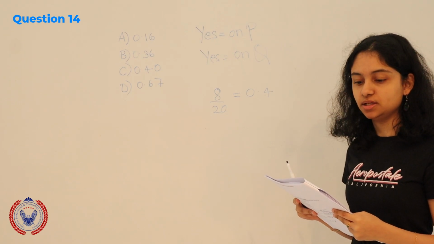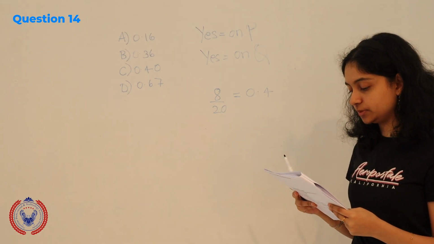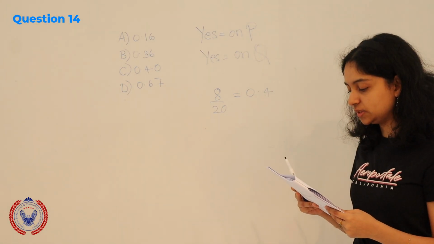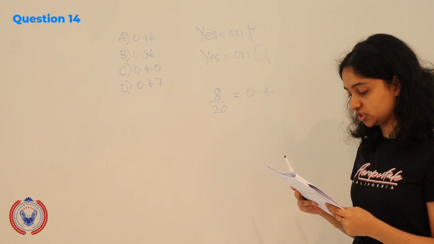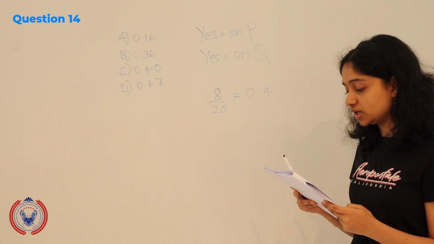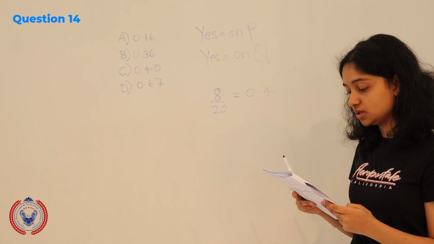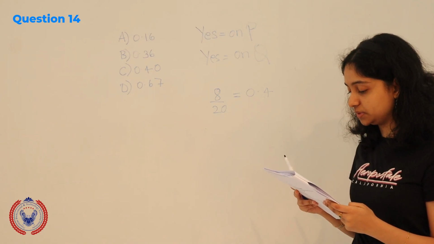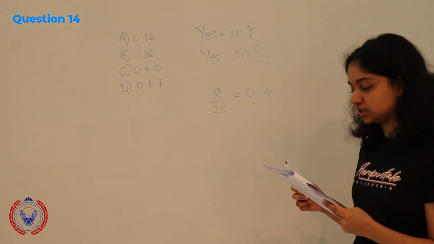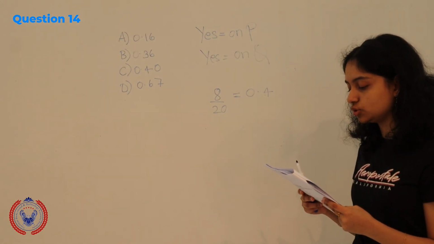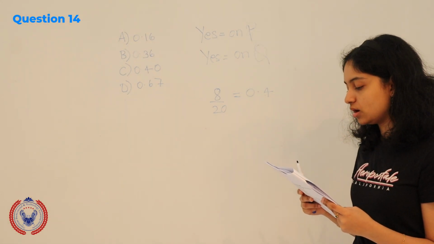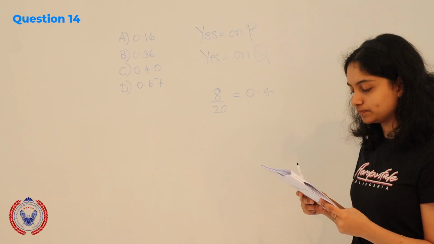Question 14. This question has a table given, and this question is about probability. The first thing we need to do, even before looking at the question, is to look at the table. We have voting on an issue in this table. We have plans to vote yes on a P issue, plans to vote no on a P issue. That is given vertically. And then horizontally, we have plans to vote yes on a Q issue and plans to vote no on a Q issue. And all of this has a total given.